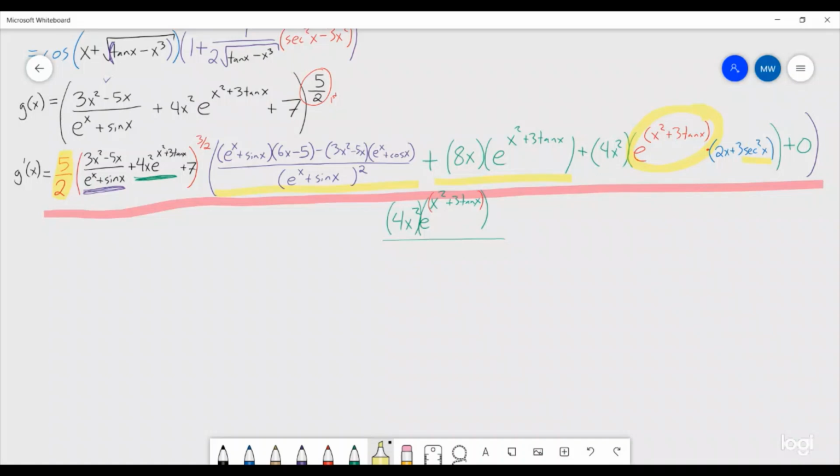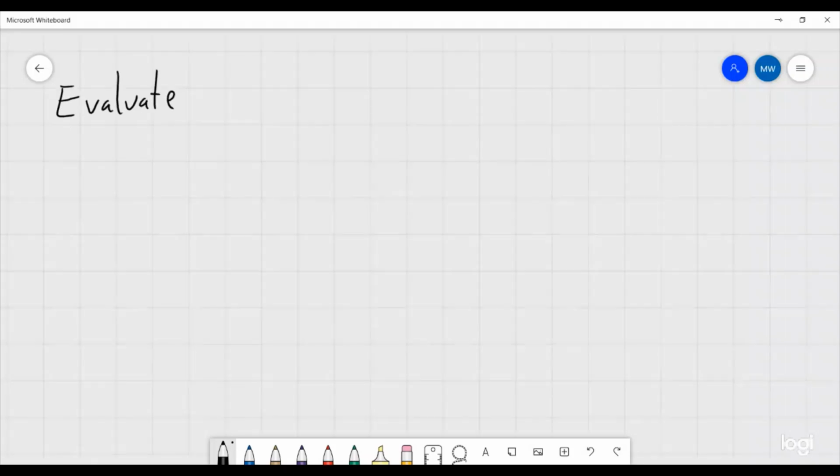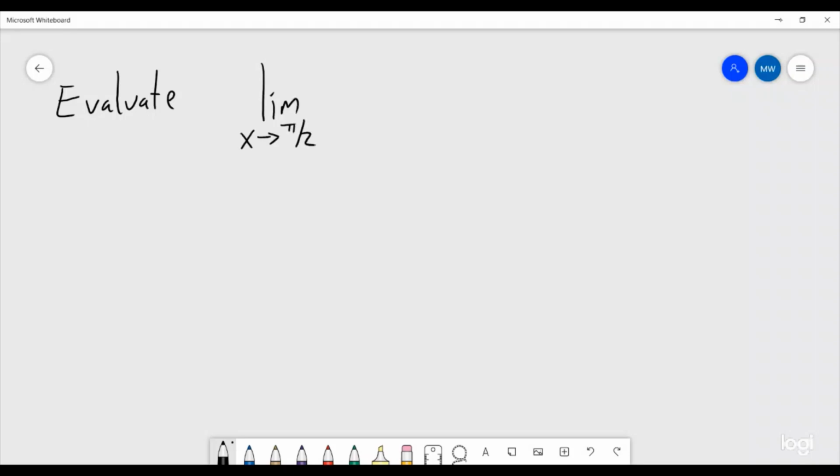Okay, now let's just talk about some other types of questions that you might see on your test. Alright, so some common questions that you might see on a test might be evaluate the limit as x approaches pi halves of sine x minus 1 all over x minus pi halves. So go ahead, try and figure out how would you evaluate this limit.